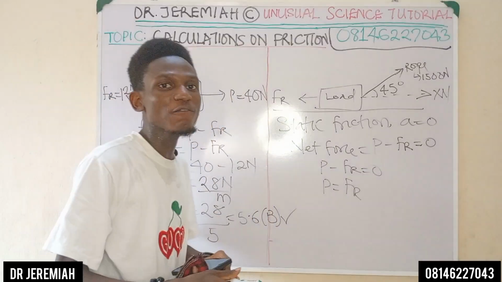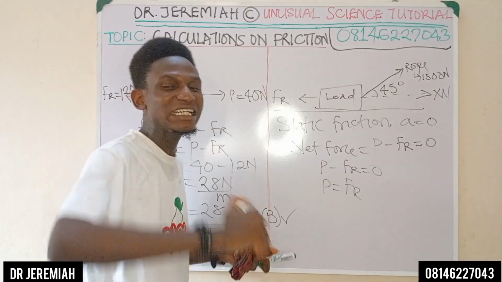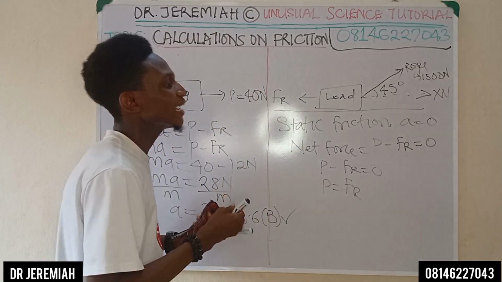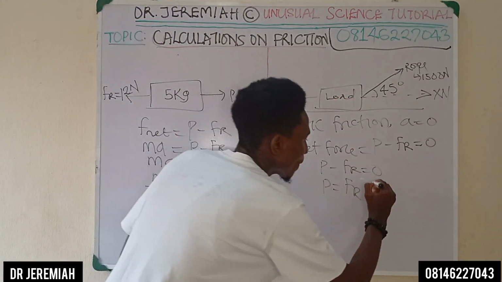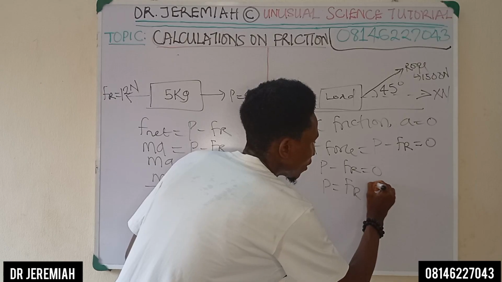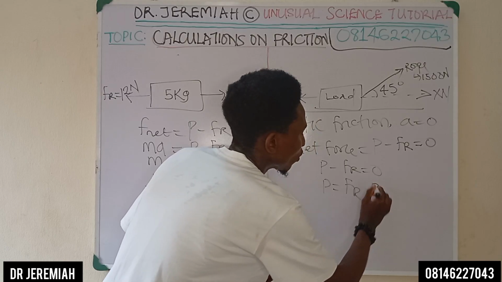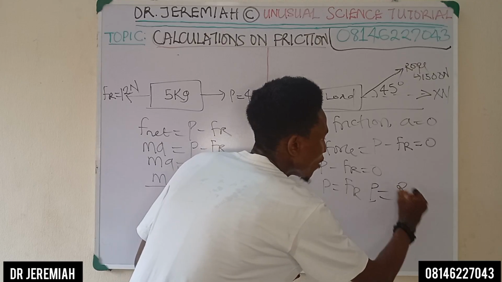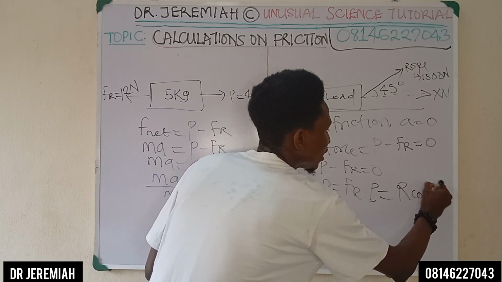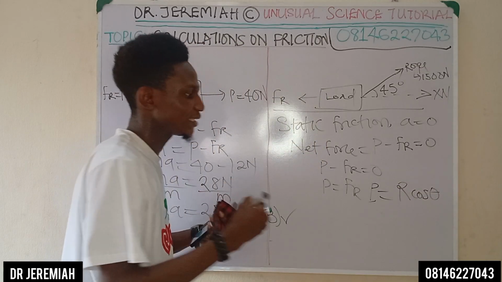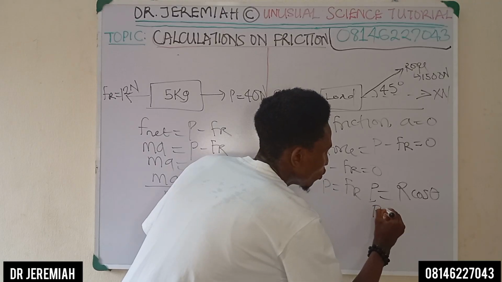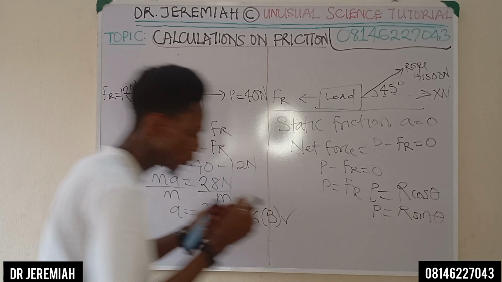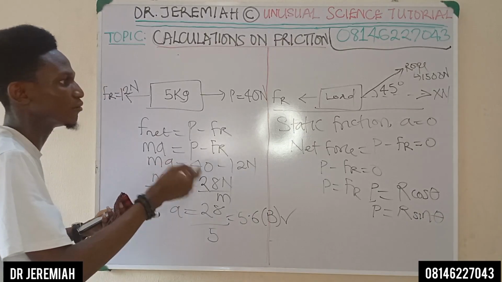How do you resolve forces to the horizontal direction? Remember your resolution of vectors, component vectors. Let's say P is our pulling force, then P equals R cos theta to the horizontal, while to the vertical you have P equals R sin theta. Now let me quickly tell you a simple trick.